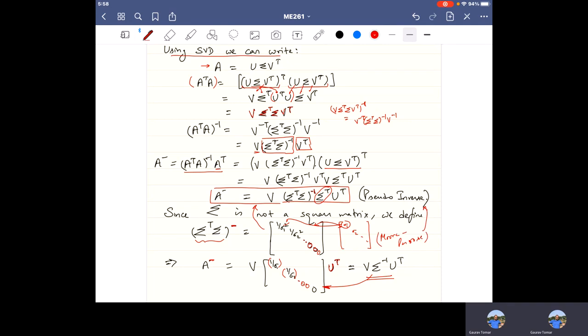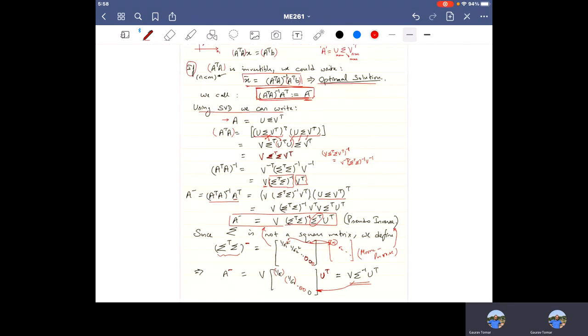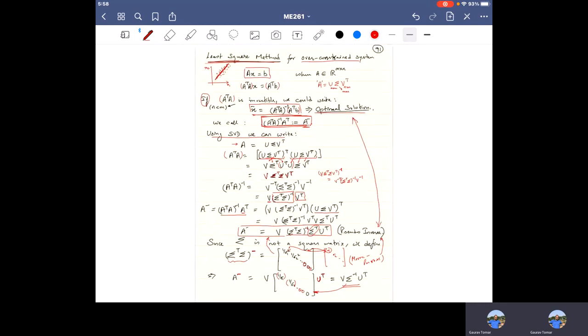And once you know this, you would have gotten the optimal solution using this, the best fit that you wanted. So this best solution is like a linear fit, as we've seen. It would set the relation between different components of the vector x.